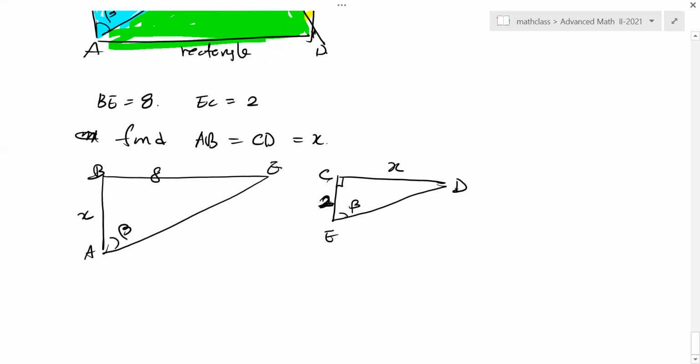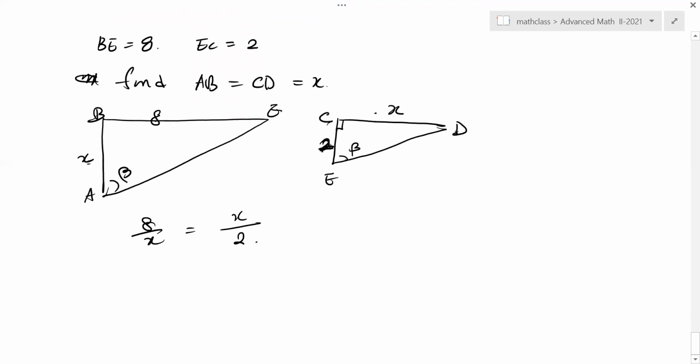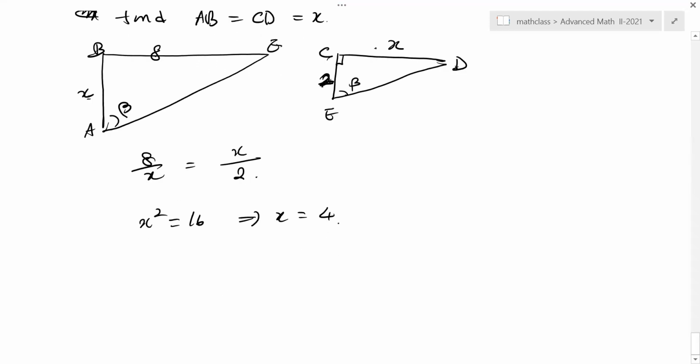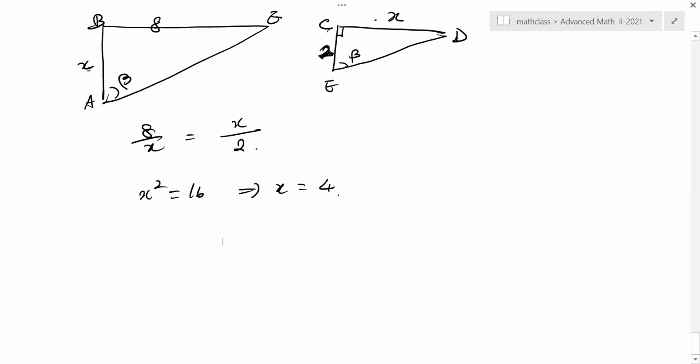And then the ratio of the corresponding sides will be the same. 8 over x will be x over 2. So that's why x squared equals 16 and x should be equal to 4. Right? So we get 4. All I have to do is just find the two similar triangles.